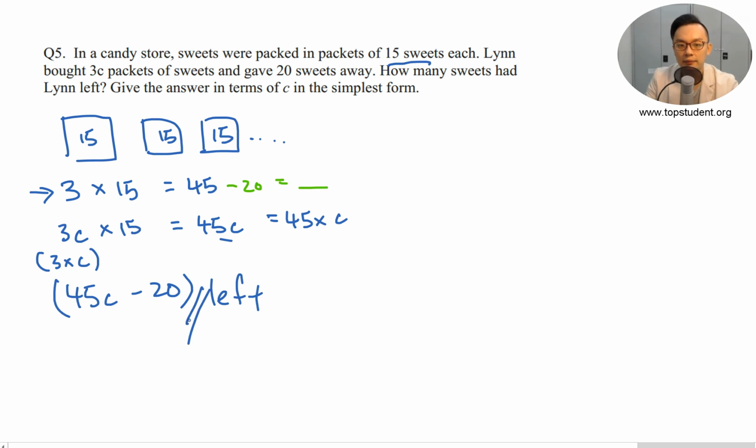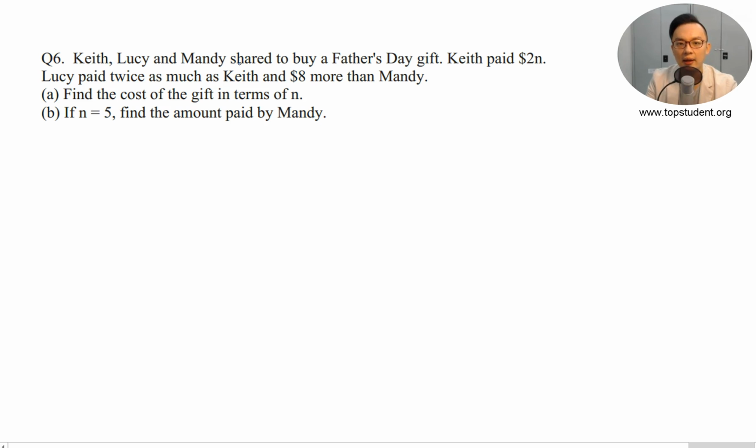And that's the answer. K, L, and M shared to buy a Father's Day gift. K paid $2N. Lucy paid twice as much as K and $8 more than Mandy. So again, to simplify this problem, I just draw the model first. So K paid 2N. So just take it as K paid 1U.